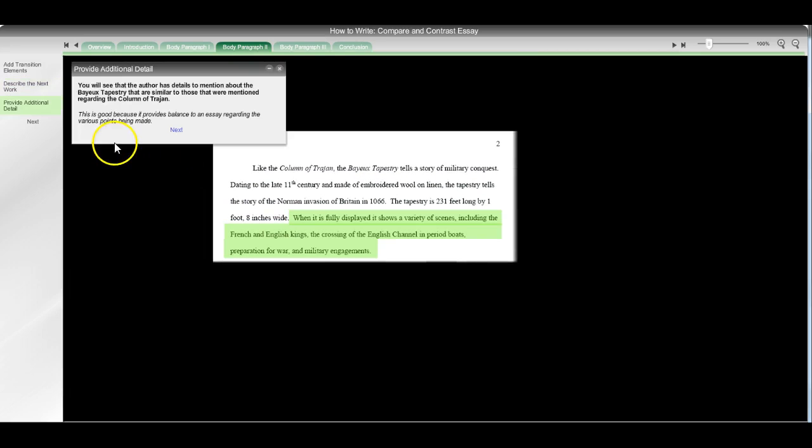Next screen. Number 12. Do provide additional detail. You will see that the author has details right here to mention about the Bayeux Tapestry that are similar to those that were mentioned regarding the Column of Trajan. This is good because it provides balance to an essay regarding the various points being made. Next screen.